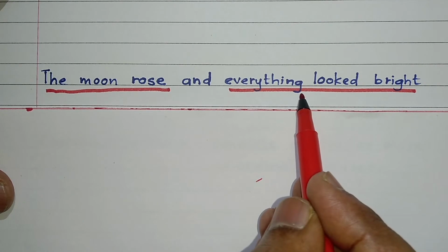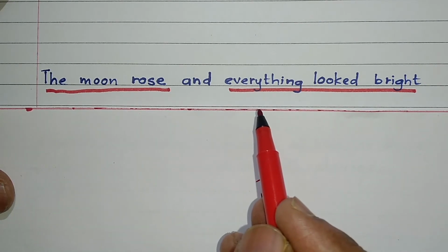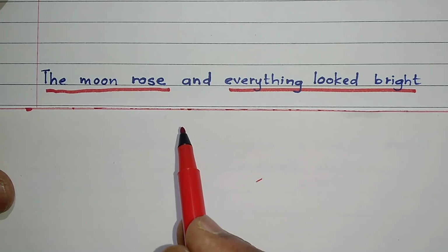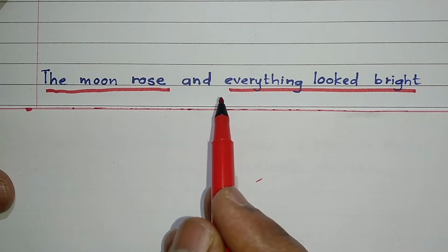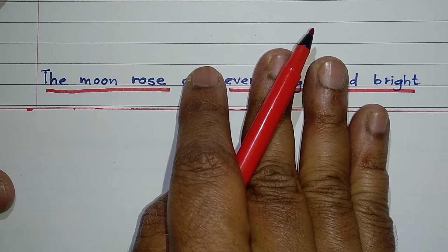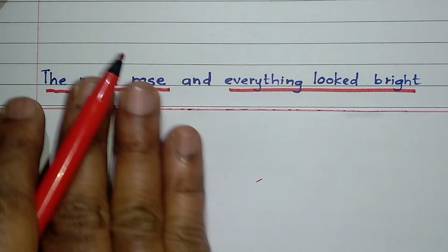So both are clauses. Now, both these clauses are independent of each other. They make complete sense on their own. They don't require the other. For example, just see, the moon rose. Does it make sense on its own? Yes, it does. It is an independent clause.